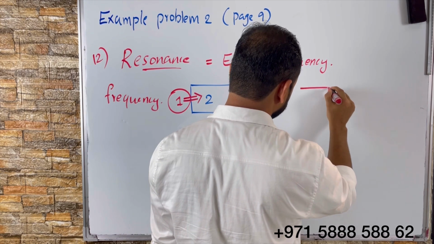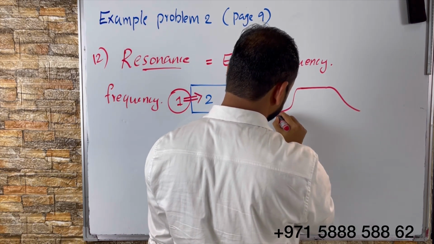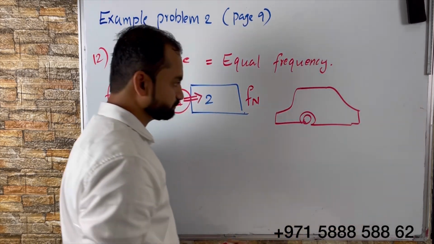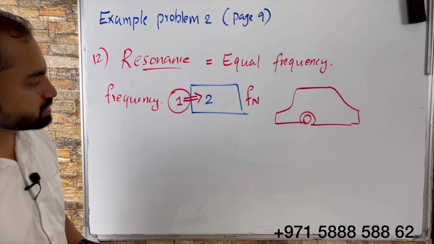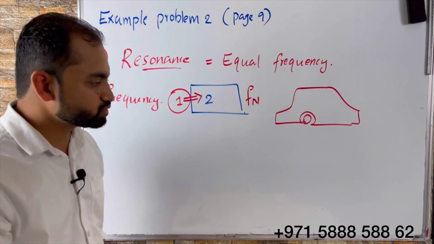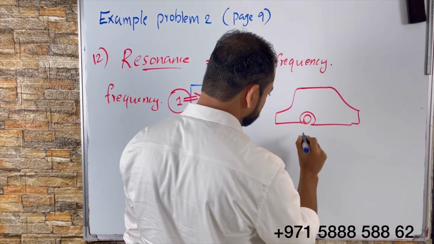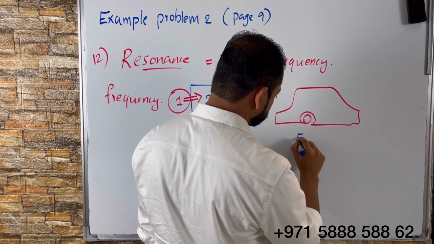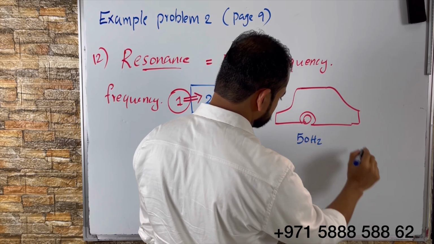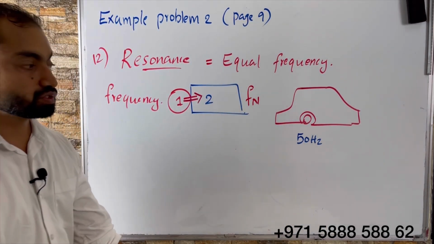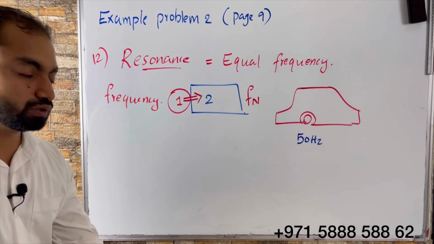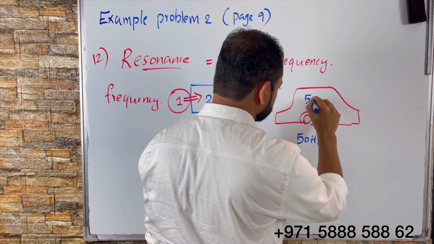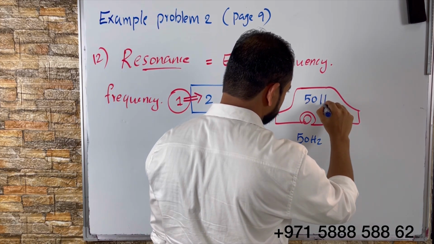For example, here in this question number 12, I am very good at drawing a car. Okay, only one tire. Yes, in this car, the wheel is rotating, right? So it has a rotational frequency. For example, its rotational frequency is 50 hertz. It is rotating at 50 hertz, and the natural frequency of the car is also 50 hertz.